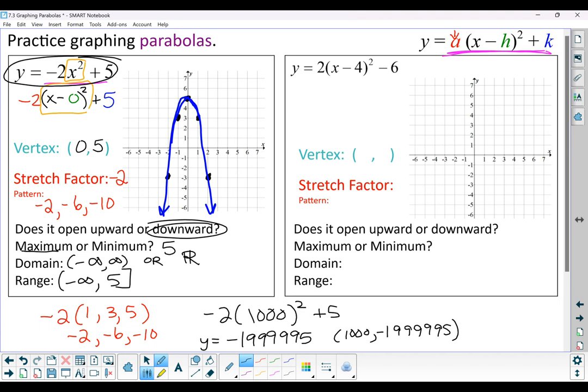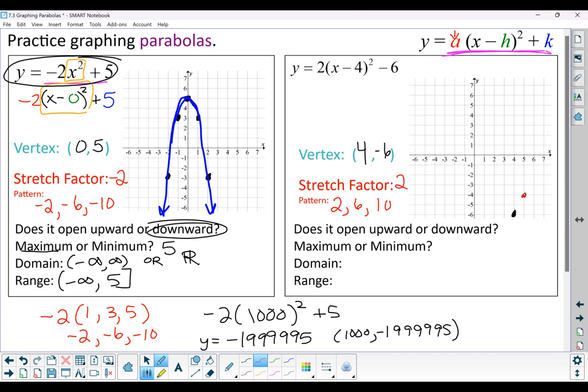This one is 2 times (x minus 4) squared minus 6. So our vertex is going to be at (4, -6). Our stretch factor is 2, which means the pattern that we're going to use is that 1, 3, 5 pattern that has been multiplied by 2 or doubled. So we're going to use a 2 and a 6 and a 10. And probably the 10 isn't going to fit.